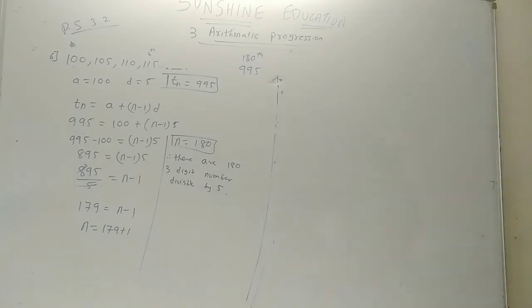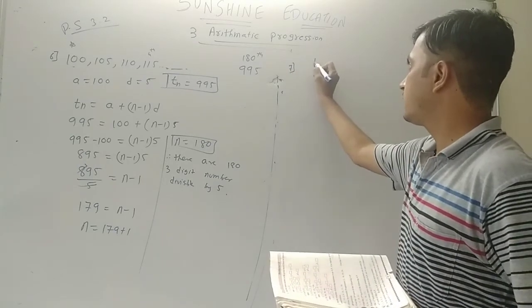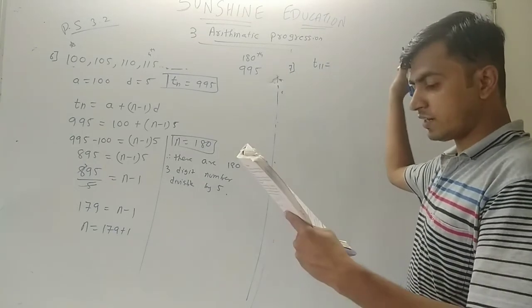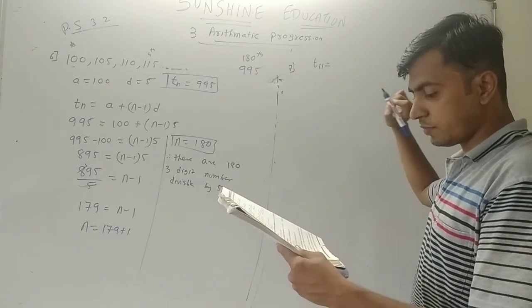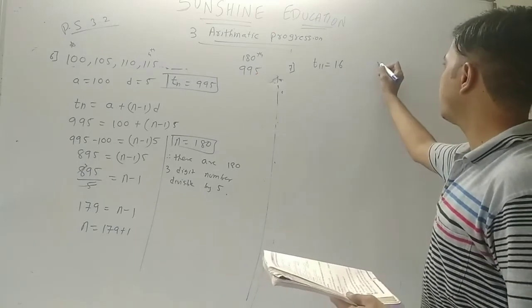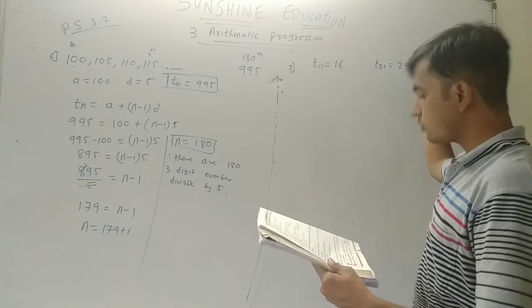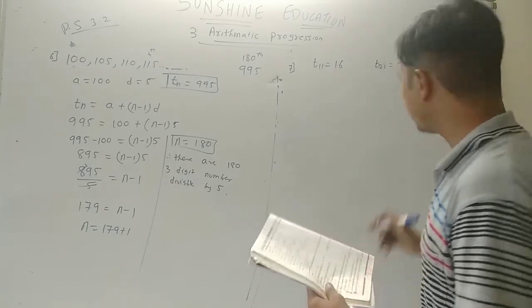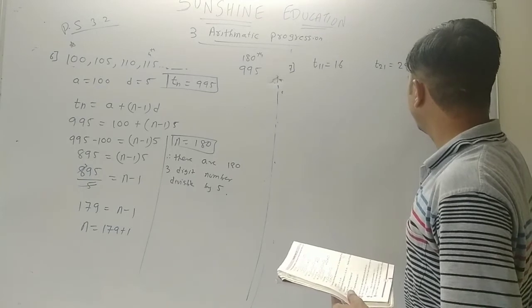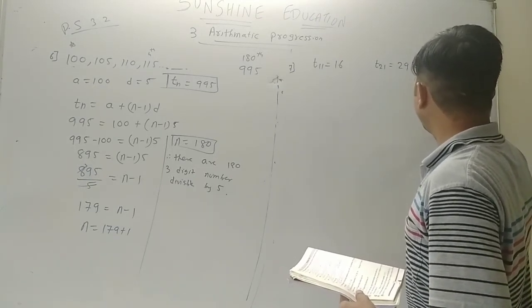So what is there in the seventh one? The 11th term and the 21st term of an AP. We have the 11th term, that is T11. The 11th term of the AP, AP means arithmetic progression, is 16, and the 21st term is 29. Okay, this is also an important type of question. Then find the 41st term. The 41st term is nothing but T41.